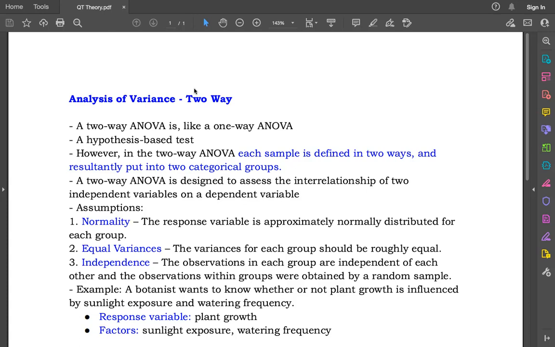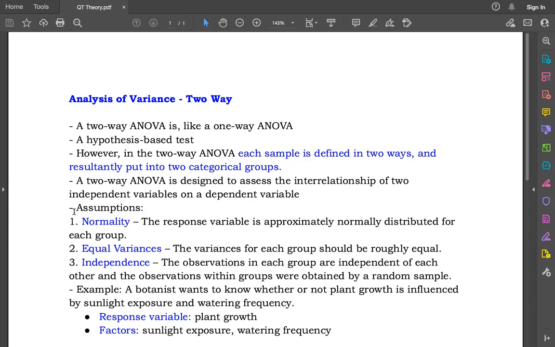For example, you can take something like if you want to see whether plant growth is influenced by sunlight exposure and watering frequency. Your dependent variable becomes your plant growth, and your independent variables become your sunlight and your watering frequency. So you want to know the relation between these three variables. Your response variable is called your plant growth, and the factors are your sunlight exposure and your watering frequency.